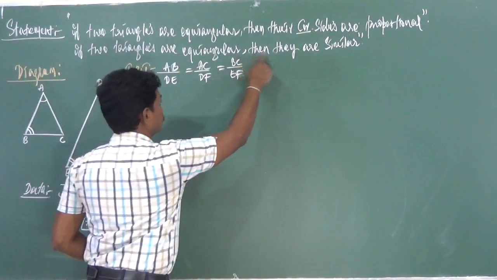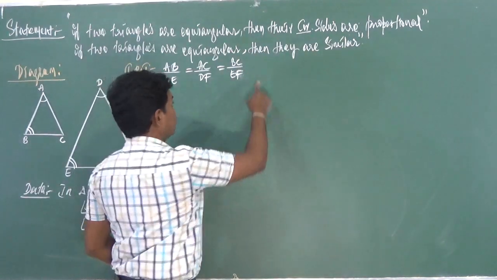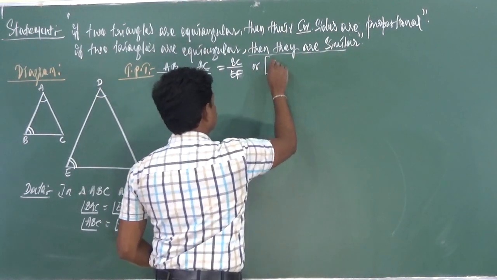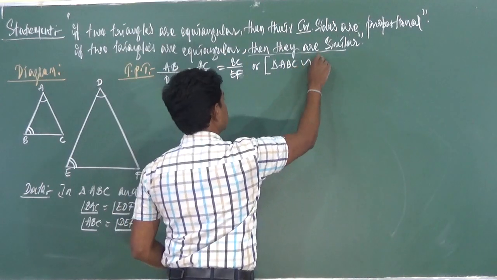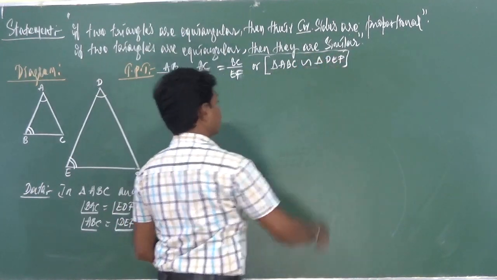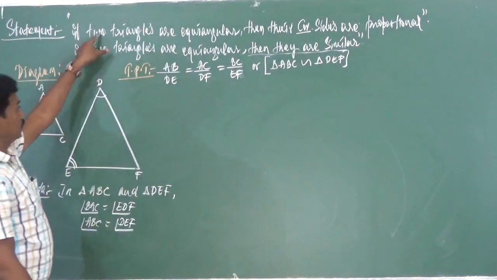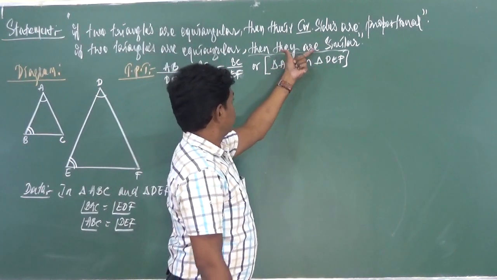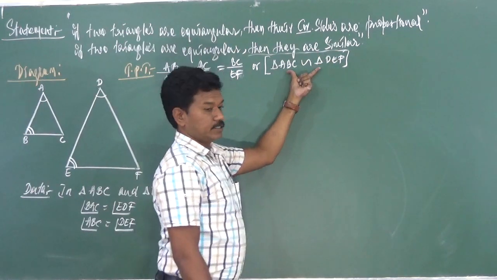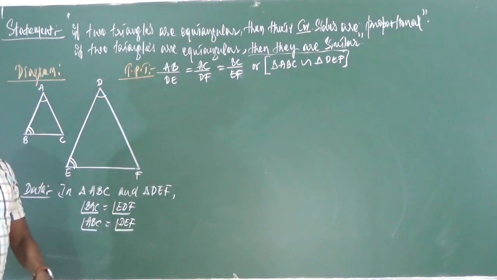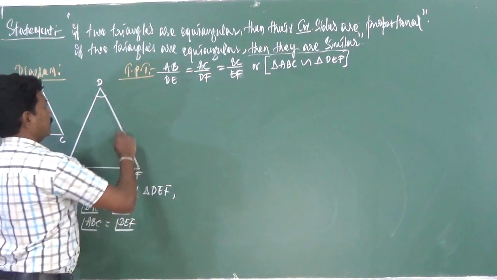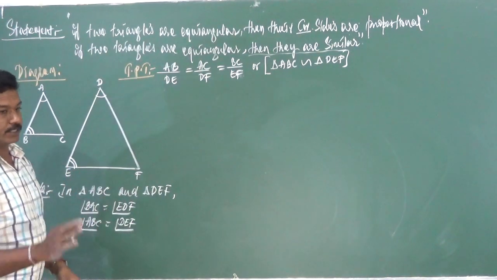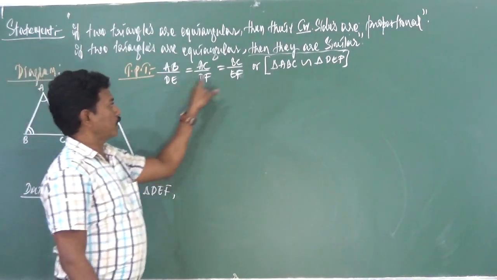If this statement is asked to prove in your examination, then you have to write the above. According to the second statement, you write: then they are similar, or triangle ABC is similar to triangle DEF. If the first statement is given, you have to write the proportional sides to prove. If the second statement is given, you have to write that they are similar. Don't write both. Look at the statement, whichever is required, you write it. Okay, so this data we have here is not sufficient to prove this or this.